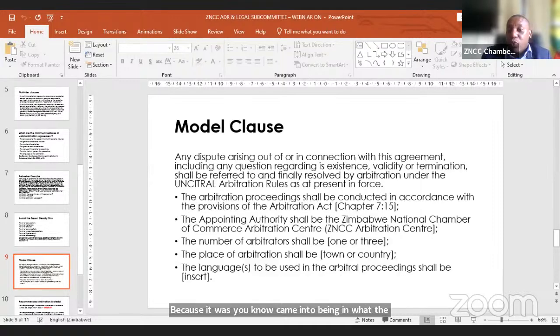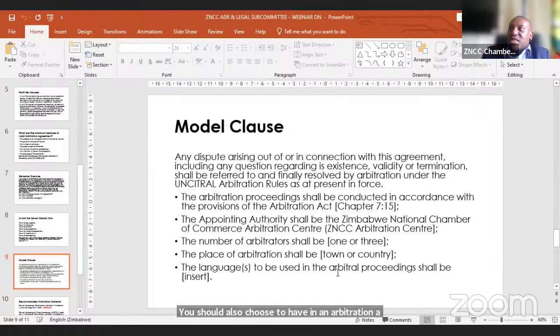So a lot of time has since passed, and a lot of changes have taken place, concerning even the 2006 amendment to the model law itself. So to play catch up, we may also need to amend, but it's ideal as it is. So we should have something like that. You should also choose to have in an arbitration clause an appointing authority.